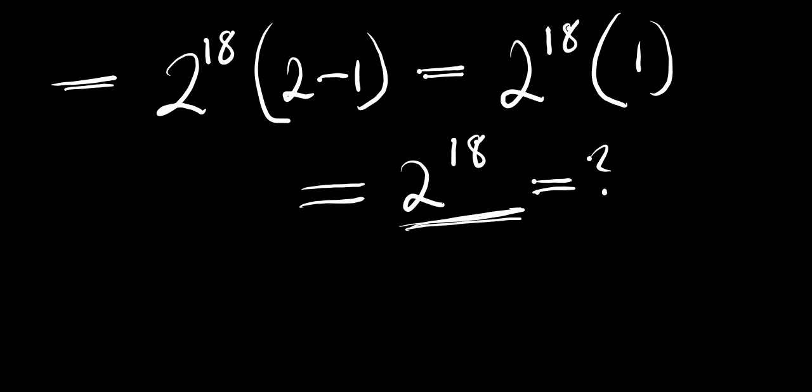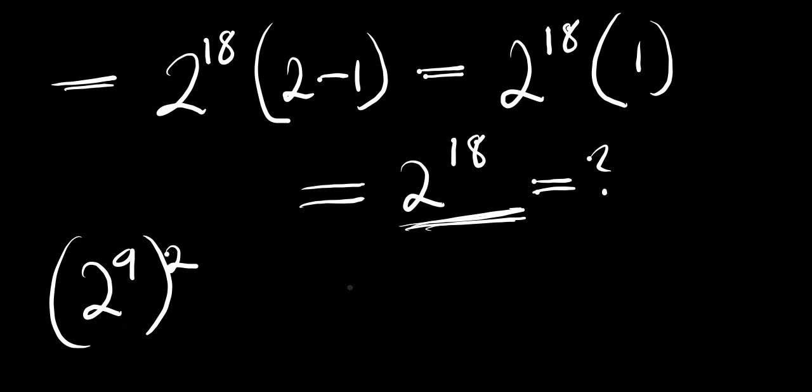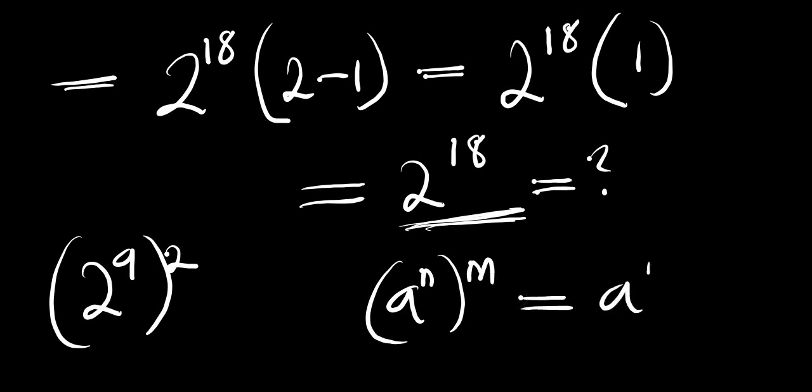Now this 2 to the power of 18, we can write it as 2 to the power of 9 all to the power of 2. Recall this identity. If you have a to the power of n all to the power of m, this equals a to the power of n times m. So if you multiply 9 times 2, you are going to have 18. So this hasn't changed anything.